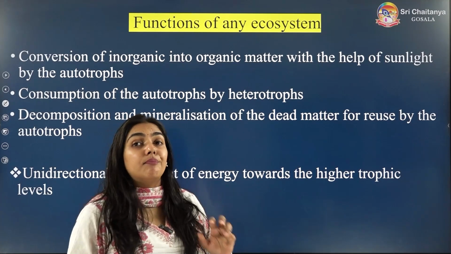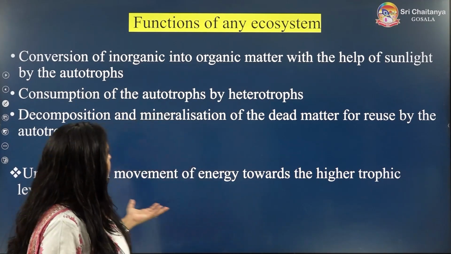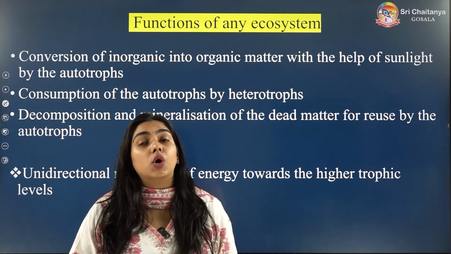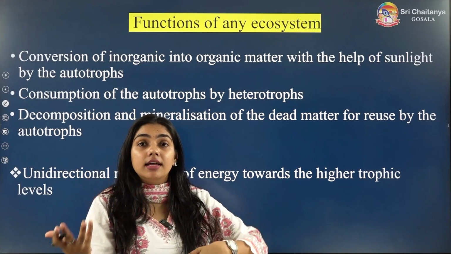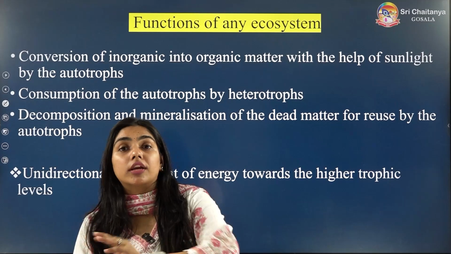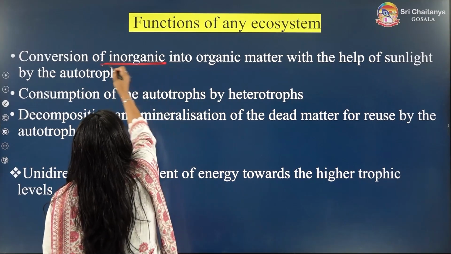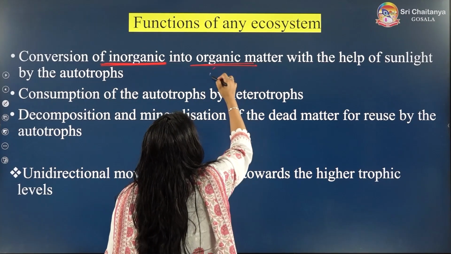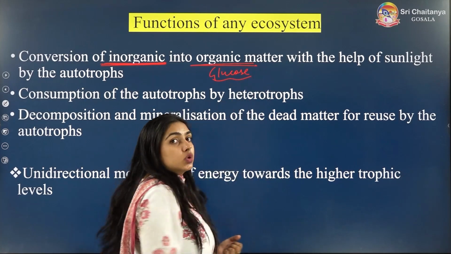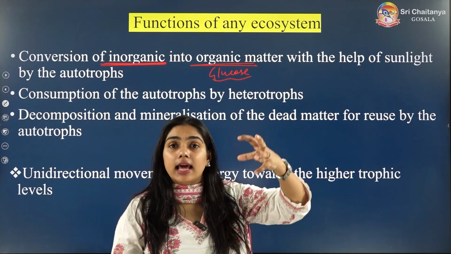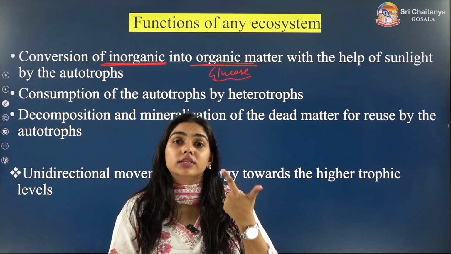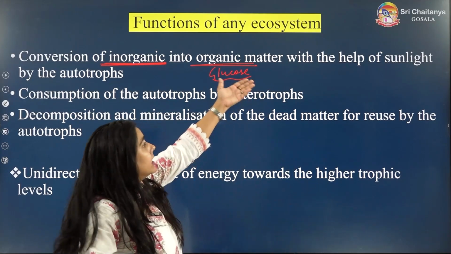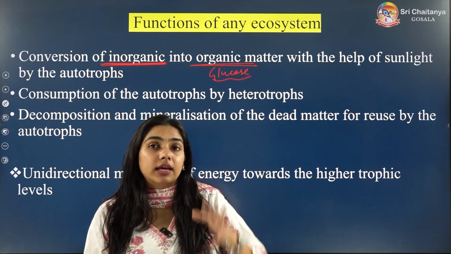I have taken an example of a pond. So in that pond, what is happening? The first thing which is happening is done by the autotrophs. What are these autotrophs doing? They are converting the inorganic matter into organic. What is inorganic? The nutrients present in the soil, they are inorganic, right? And what are they making? They are making glucose with the help of photosynthesis, with the help of sunlight. Okay, they are doing the process of photosynthesis. So photo means light, synthesis means what? They are forming organic matter. And this is the first thing happening in the ecosystem.